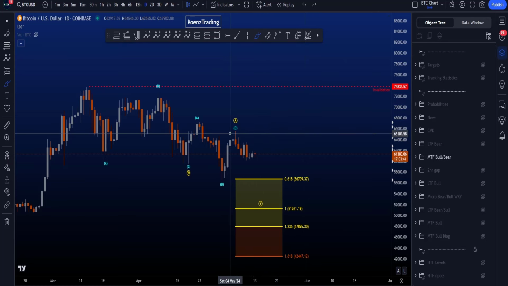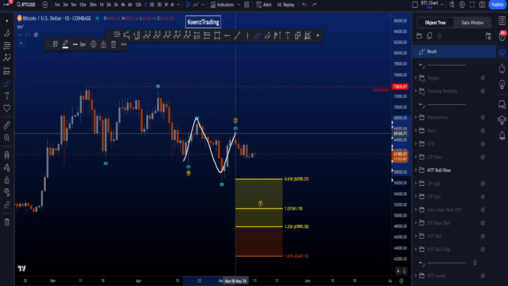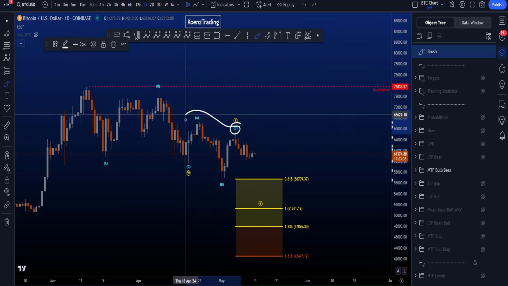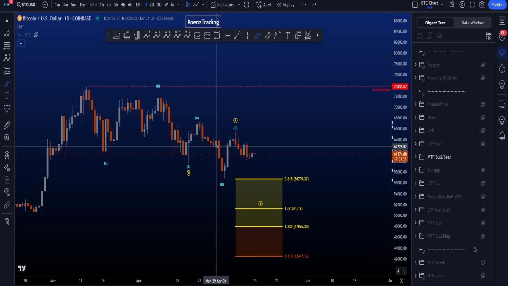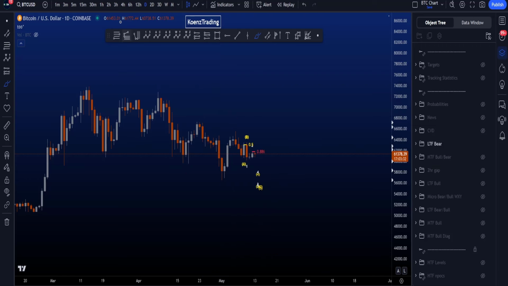The reason that the probabilities for this scenario are lowest compared to the diagonal structure, ABC or potential continuation, is because of the running flat in wave X here and in wave ABC. Wave C not taking the high of A, leading to a running flat, is very rare, never preferred unless all of the other scenarios fail.